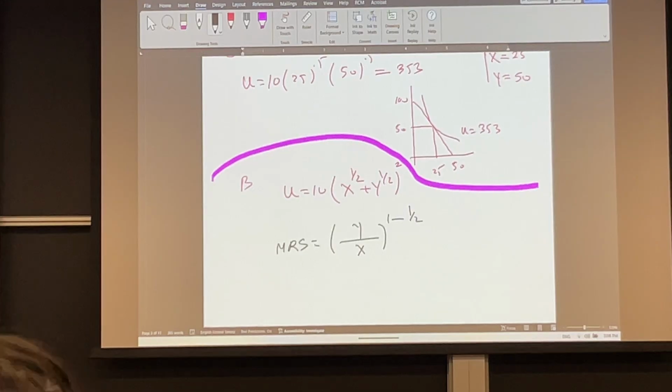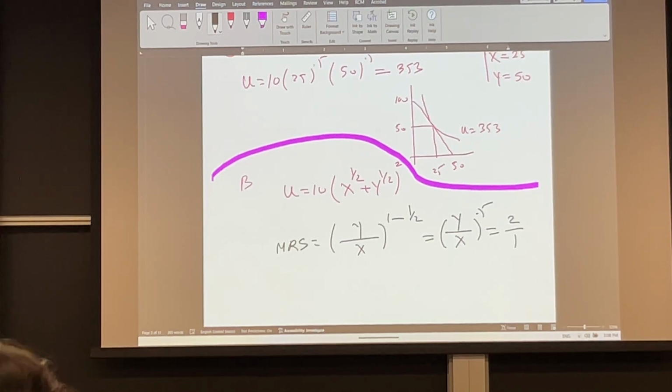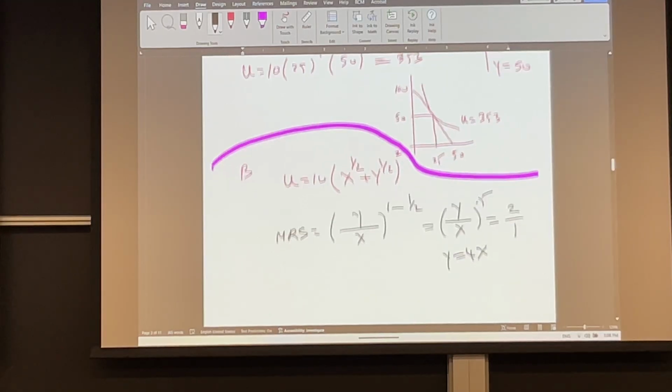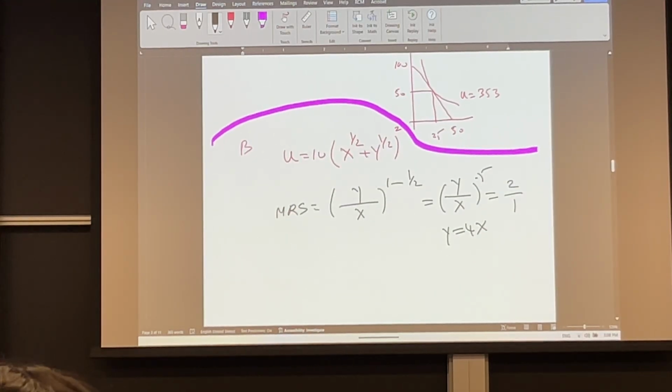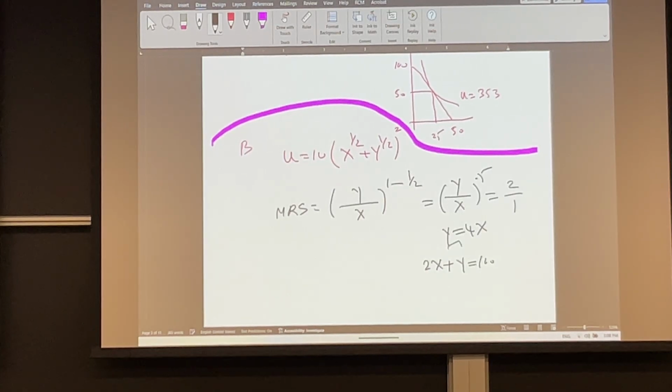That is the MRS for this. That should be equal to 2. So y will be equal to 4x. Right? Thus, he has the same money, facing the same prices. The bottom line looks the same. Take this one, put it there, and solve for x.